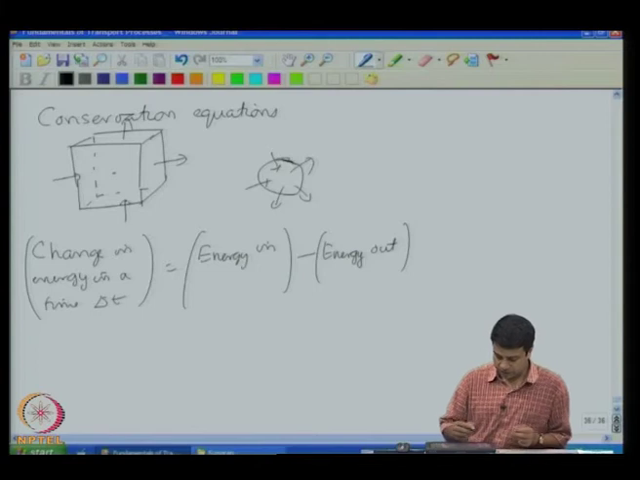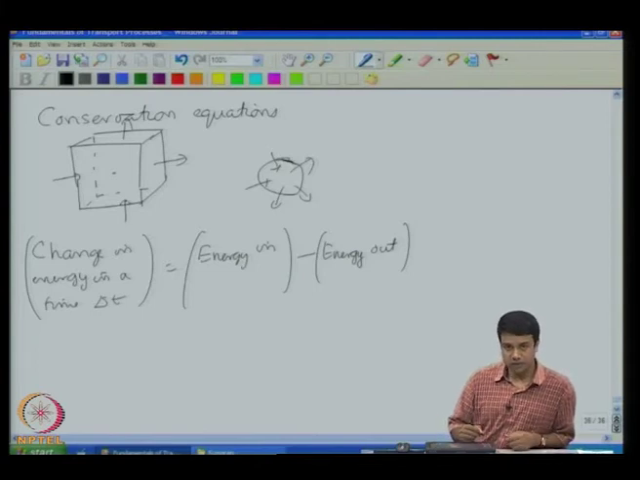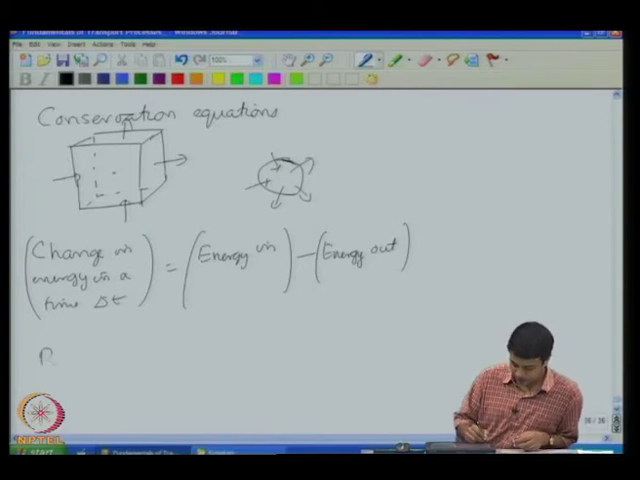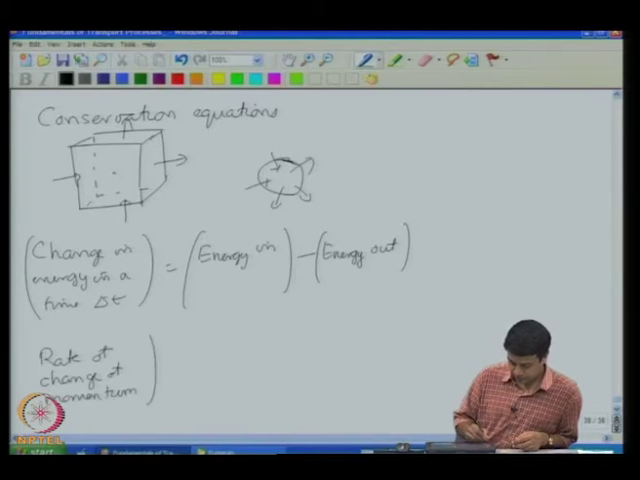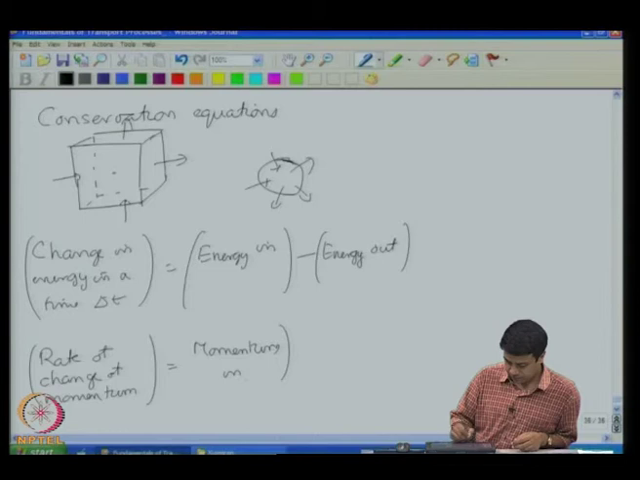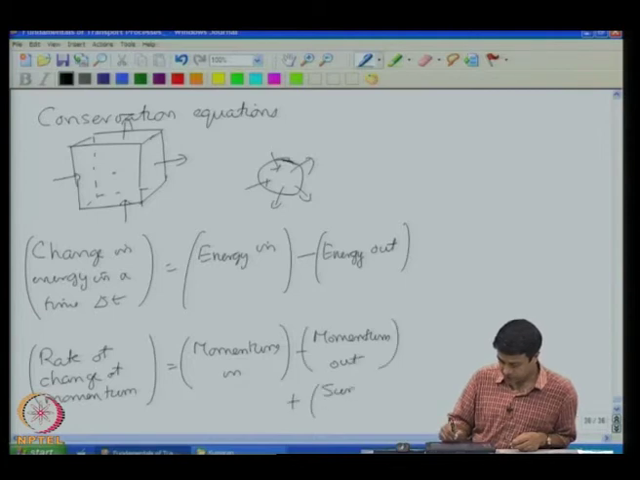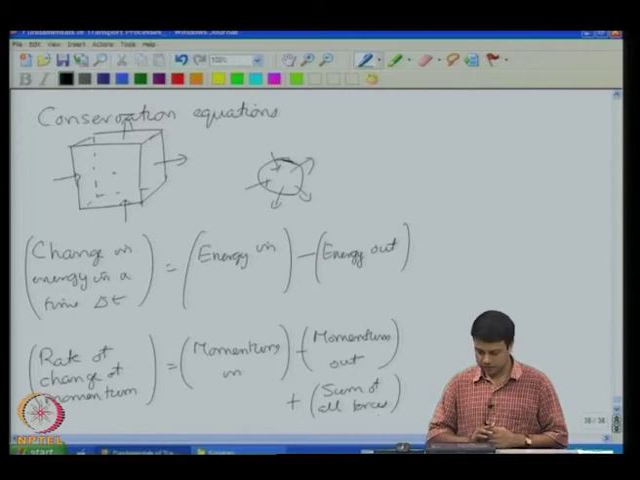For momentum transfer, we use a slightly different form of the balance. It comes out of Newton's laws of motion. Basically, what it says is that the rate of change of momentum is going to be equal to momentum in minus momentum out plus sum of all forces acting on the body. So, these are the basic equations that we will use.